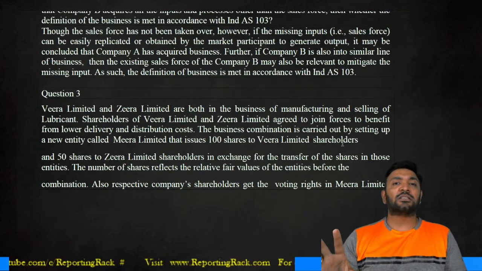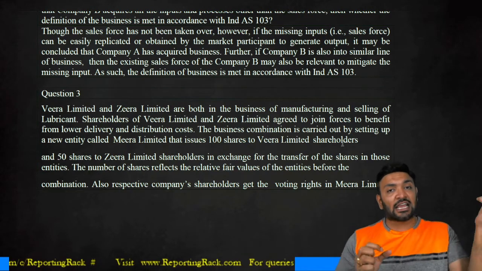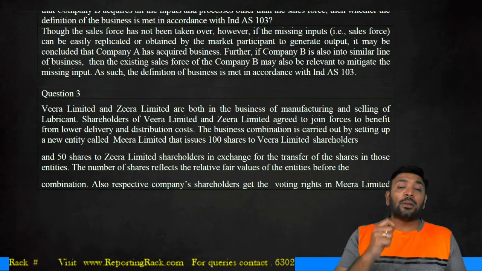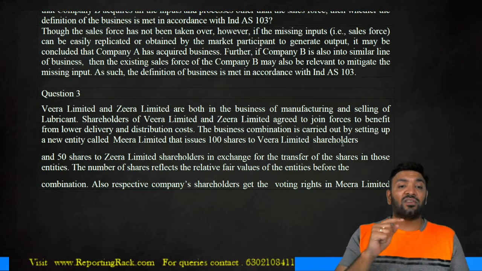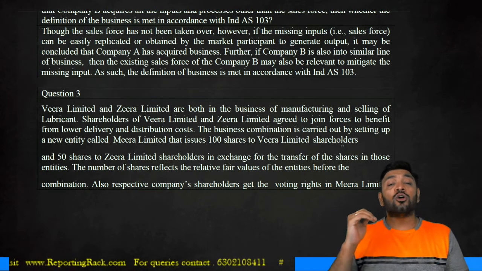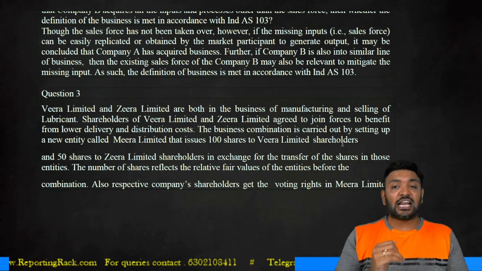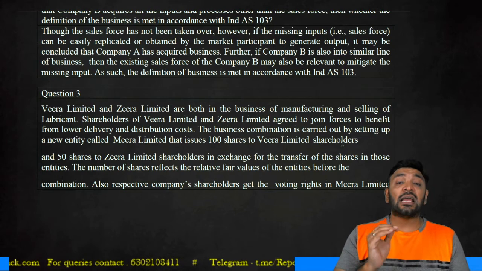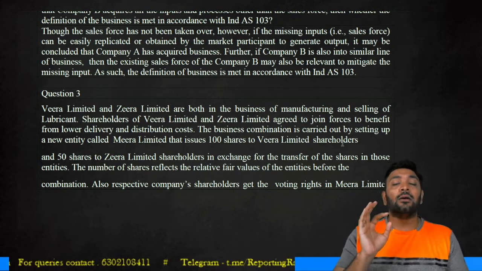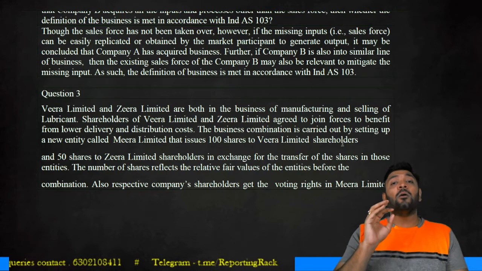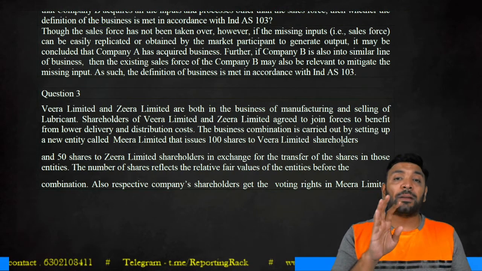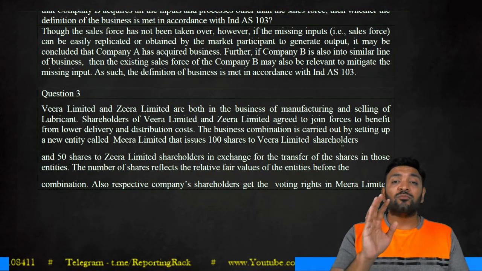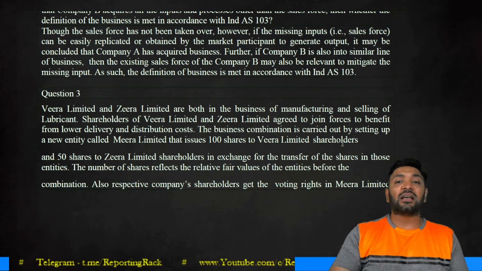Guys, it is particularly a business combination because a new company, Meera, is taking over both Veera and Zara. In this case, Meera Limited is issuing some shares. How many shares is it issuing? It is issuing 100 shares to Veera Limited and 50 shares to Zara Limited. So Meera Limited in total has 150 shares. Out of these 150 shares, 100 shares belong to Veera Limited. So that means their shareholding is 66.67%. Majority of the shareholding in Meera Limited belongs to Veera Limited. Therefore, Veera should be considered as an acquirer, and Zara, which is only allotted 50 shares, which is one third, 33.33%, should be considered as an acquiree.